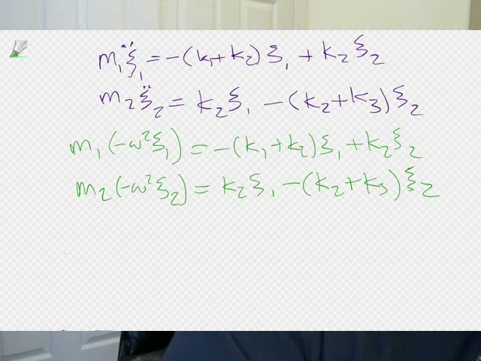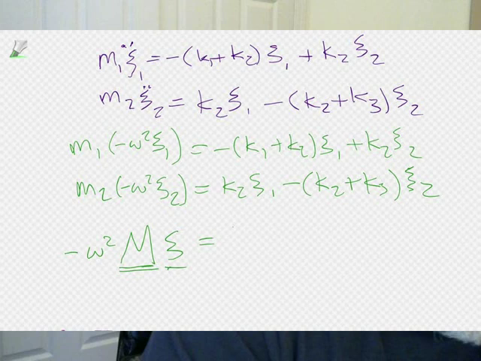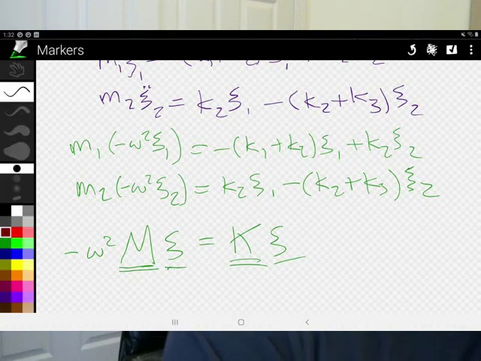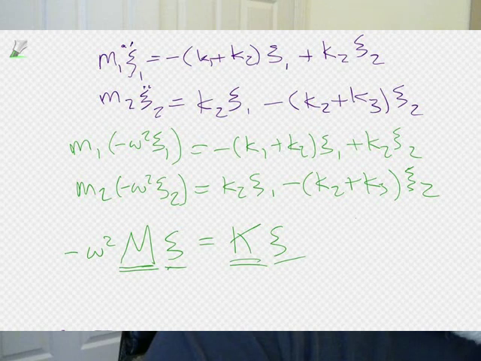And now this is in the form such that I could write these as a matrix, minus omega squared M matrix times xi vector, and I'll define that term in a moment. And I don't mean vector like a vector in 3D space. I mean a vector in the linear algebra sense, equal to some K matrix times xi vector. And this works if we define all our various vectors and matrices as follows.